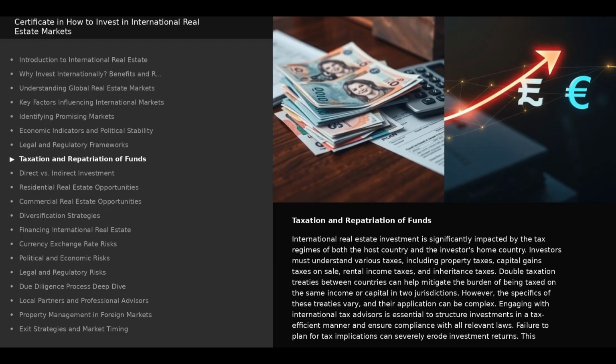Engaging with international tax advisors is essential to structure investments in a tax-efficient manner and ensure compliance with all relevant laws. Failure to plan for tax implications can severely erode investment returns. This planning is a critical component of due diligence.